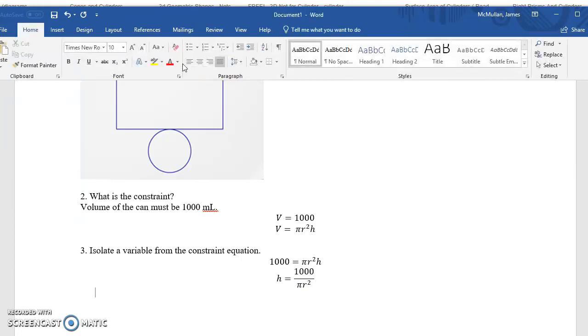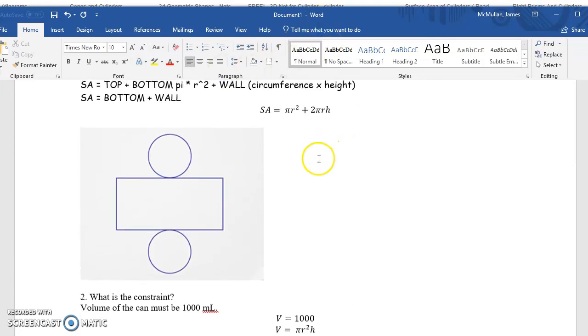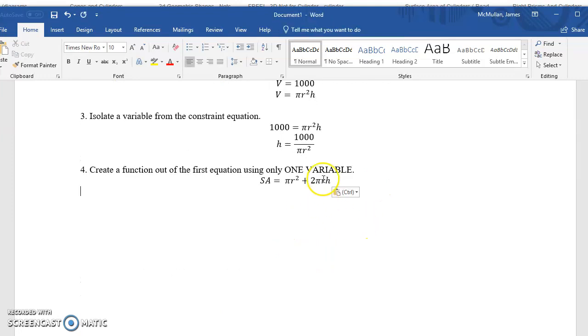Okay, now what this lets us do is create a function using one variable, which can be, let's say, create a function out of the first equation using only one variable. So our first equation was up here. Surface area is equal to pi r squared h plus 2 pi r h. And now I can go ahead and say, well, I don't need to write h anymore.